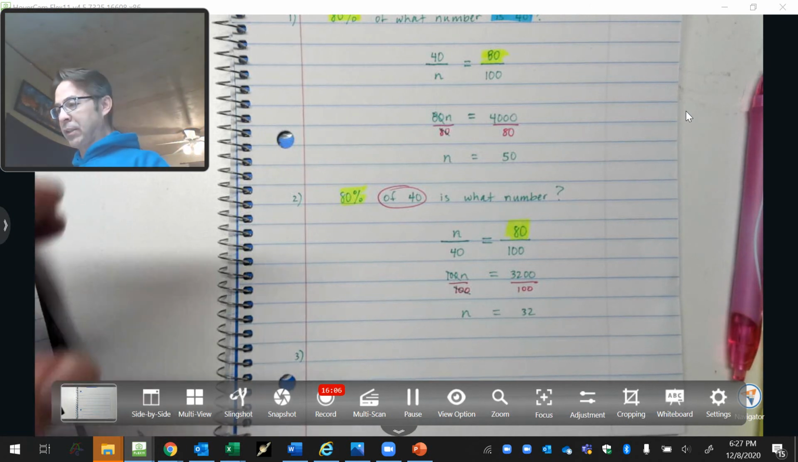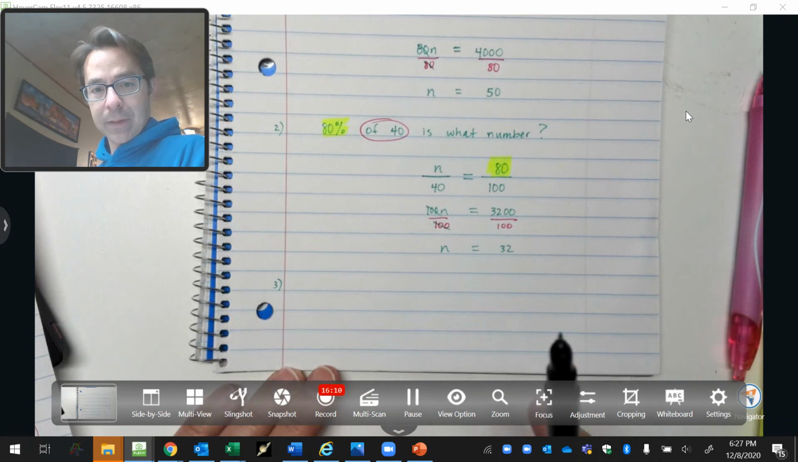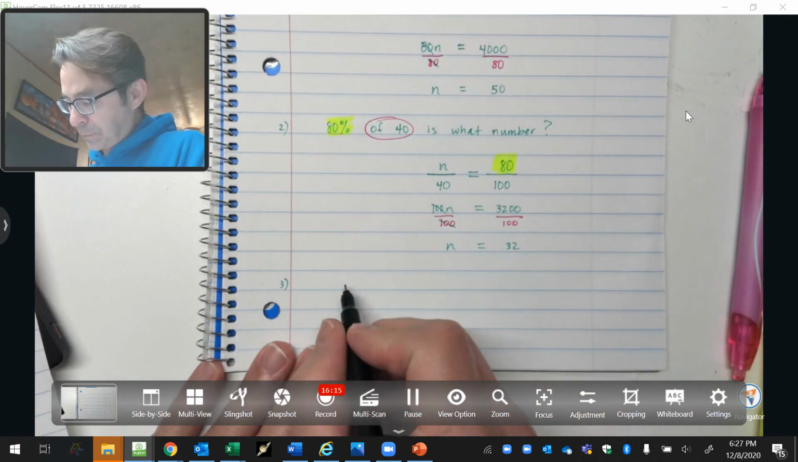Directions. Following directions is super important in real life, so it's also super important in math. Last problem for this section.